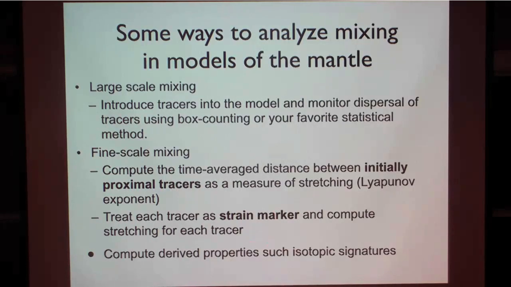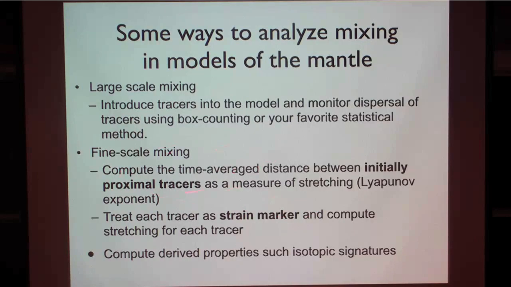And so here are some popular ways to do this, and you can pick your favorite depending on what problem you're looking at. What we just saw is basically introducing passive tracers into a model and then monitoring the dispersion of them. We just looked at them visually, but we can also use various statistical methods. A box counting method, in which we divide up the computational regime into boxes and then see how many land in each box, or you can use your other favorite statistical method. I'm not a statistician. I'm going to show you one method that people use, but you may have better ones, and I would be interested in hearing about them if you do.